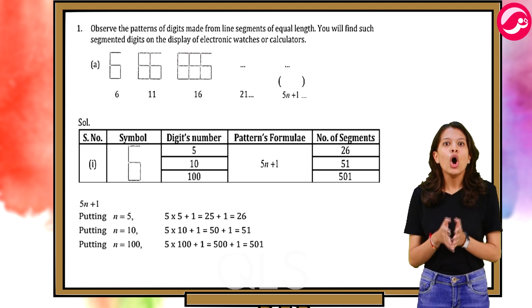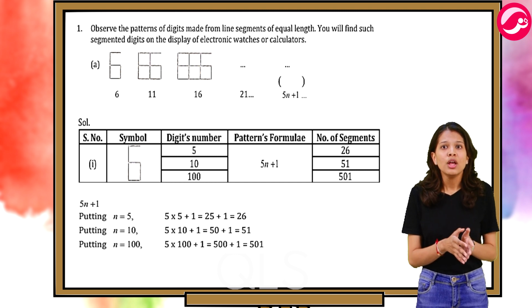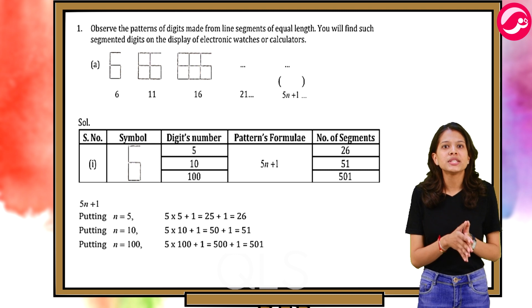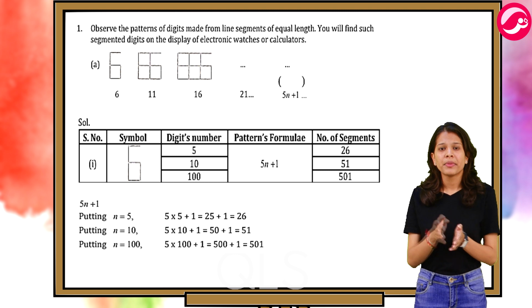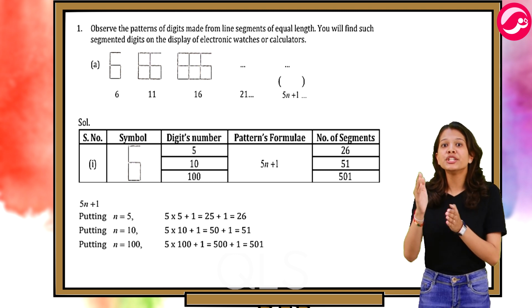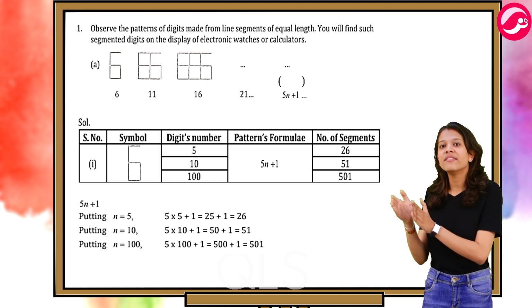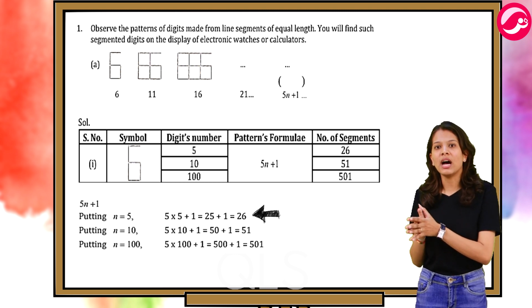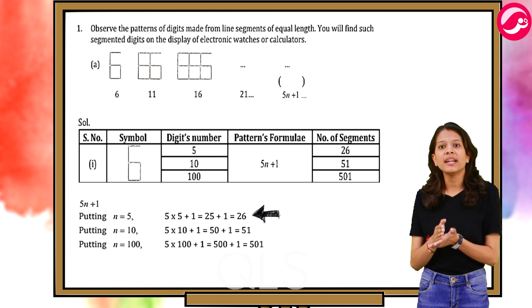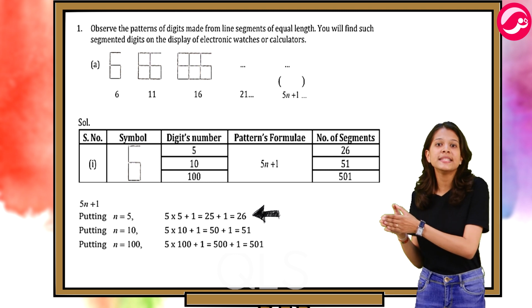Now, let's do some questions on it. The first question says, observe the patterns of the digits made from the segments of equal length. You will find such segmented digits on the display of electronic watches or calculators. The figure is given. So the first symbol is 6, which is in the shape of 6. The digit numbers are 5, 10 and 100, and the pattern formula is 5n plus 1 as given in the figure. For the first one, that is 5, we get 5 into 5 plus 1, which is 25 plus 1, which is 26.